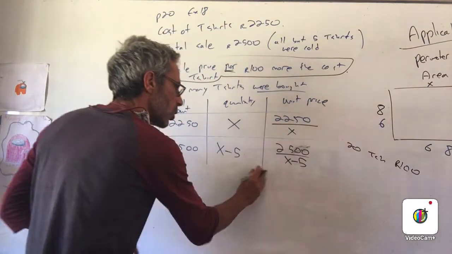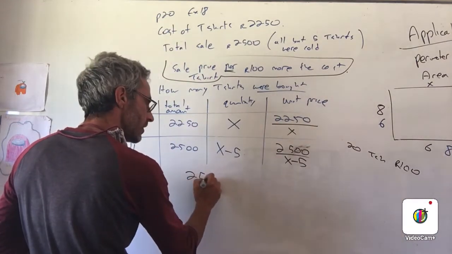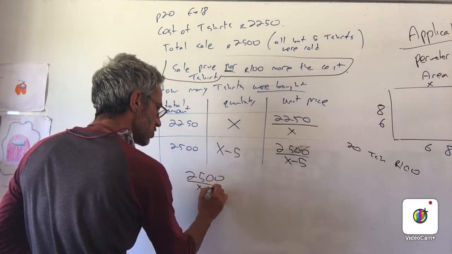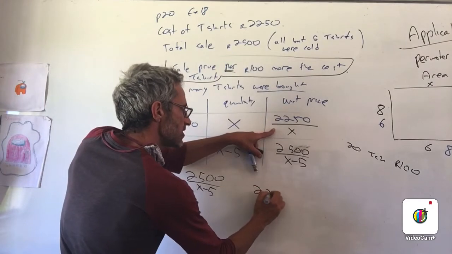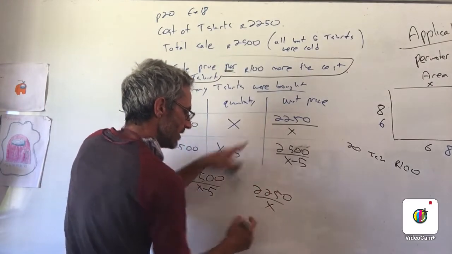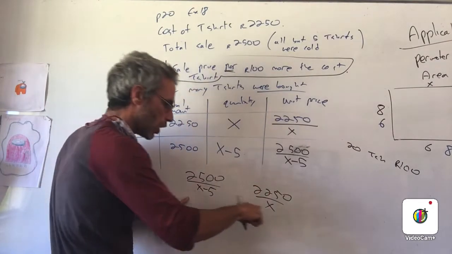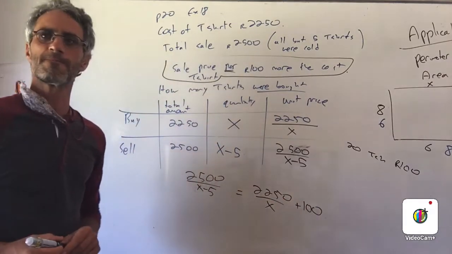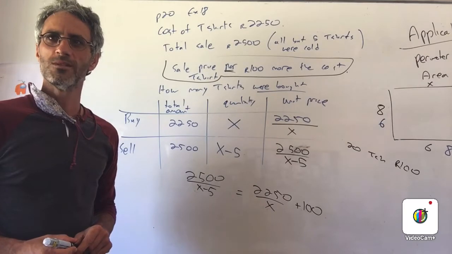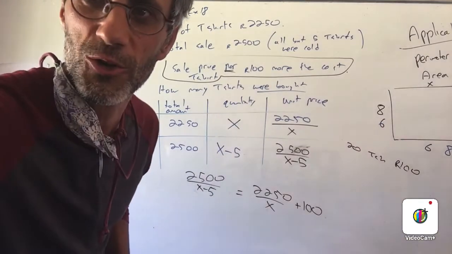So what kind of equation are we going to write? We're going to say, look, this is the price per t-shirt that she sold. That's the price per t-shirt that she bought. This is 100 rand larger than that. That means if I put plus 100, I can write down an equal sign. Heavy stuff. Let's put it out there for you to think about.